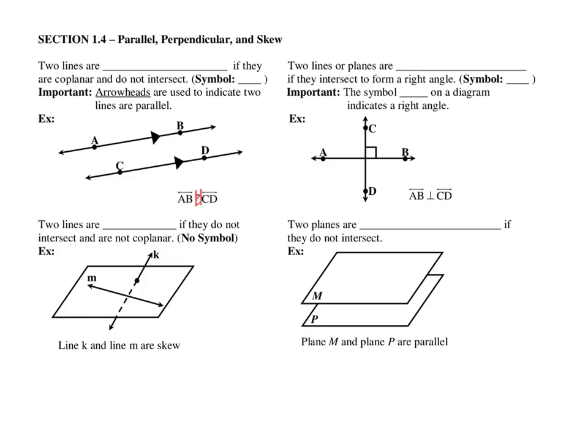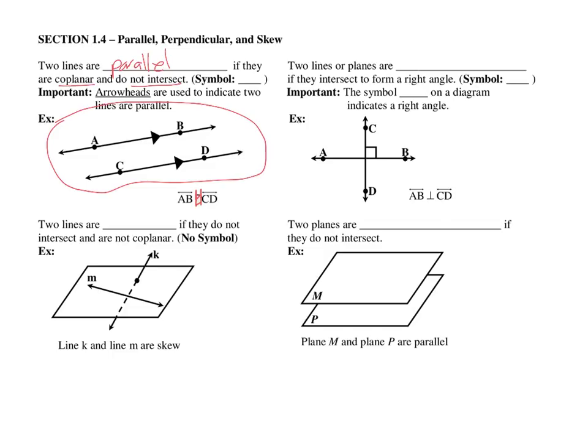All right, starting lesson 1.4, parallel, perpendicular, and skew lines. Two lines are parallel if they are coplanar and do not intersect. Coplanar means they lie on the same plane. Now these two lines here, they lie on the page together, so they're coplanar.